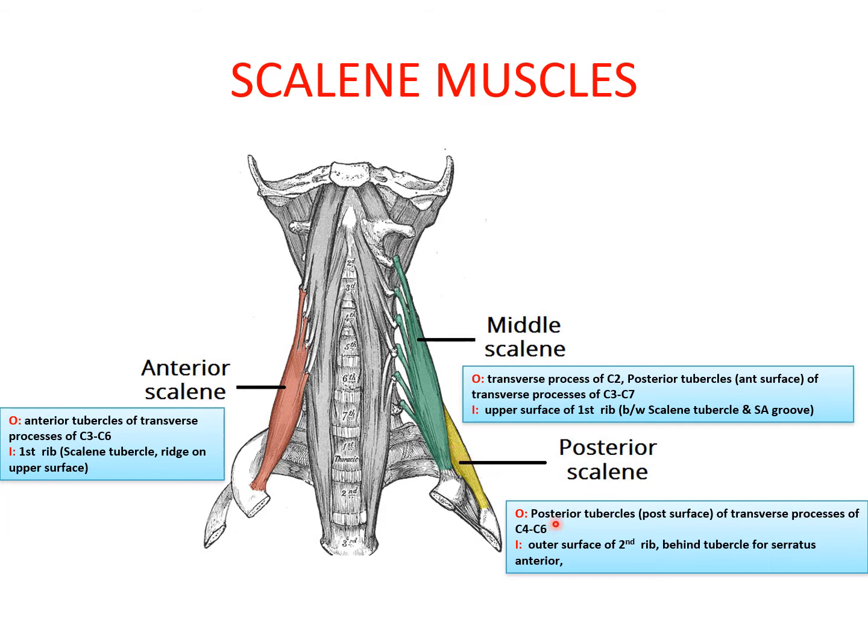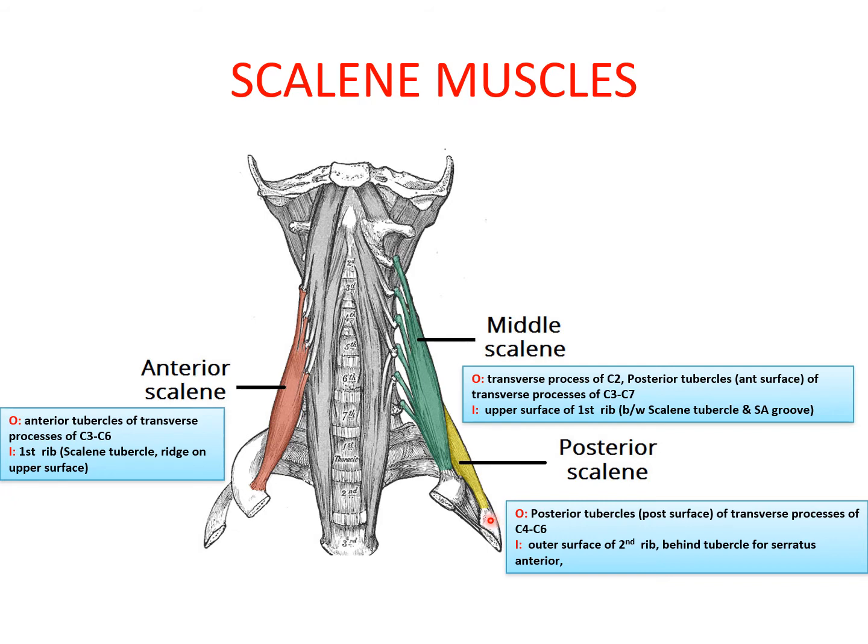Coming to the posterior scalene muscle, shown with the yellow color in this image. The posterior scalene muscle takes origin from the posterior surface of the posterior tubercles of the transverse process of C4, C5 and C6 cervical vertebrae. Then the posterior scalene muscle is inserted on the outer surface of the second rib behind the tubercles for the scalenus anterior.